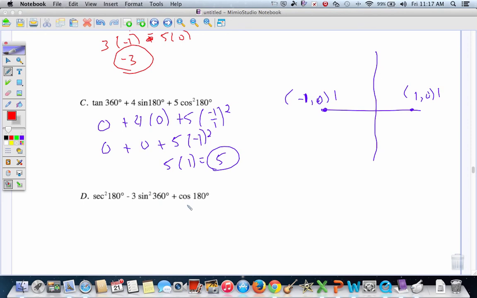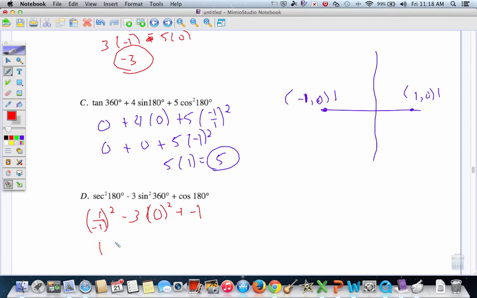And one last time here, we have letter D, secant squared of 180, 3 minus 3 times the sine squared of 360, and plus the cosine of 180. So secant 180 we already have drawn in. Secant is r over x, so it's 1 over negative 1, squared, minus 3 times something squared. 360 is over here. Sine is y over r, well, that's easy. 0 over 1, or 0, being a square, 0 squared is still 0.